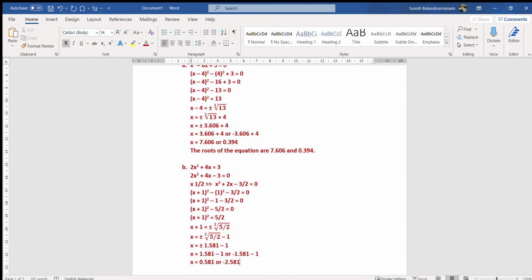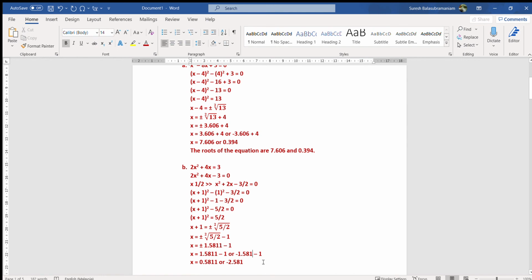Okay, negative 2.581. I see my answer here has only 3 significant numbers, so I'll go back to the calculator. Maybe I'll add 1.5811. So I'll take one more significant number in my answer earlier, so I'll have one more. Same goes here, so that I can get 4 significant numbers. Here I'll just reduce that.